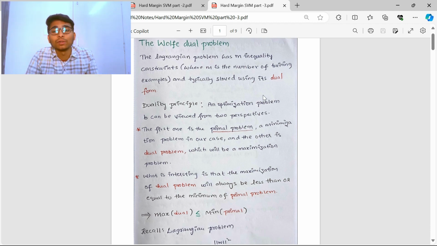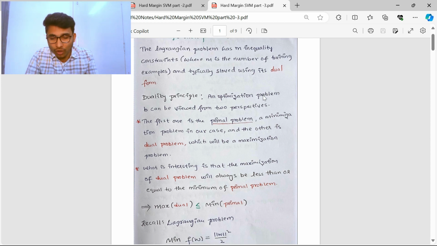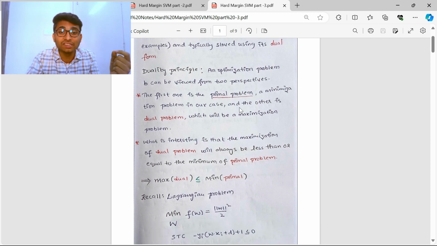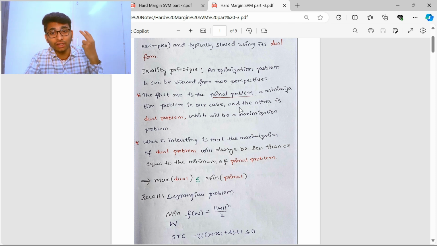What is the duality principle now? Okay, let's see. The duality principle says an optimization problem can be viewed from two perspectives. The first one is the primal problem, a minimization problem in our case, and the other is the dual problem, which is a maximization problem. We can view the optimization problem as the primal problem or the dual problem.